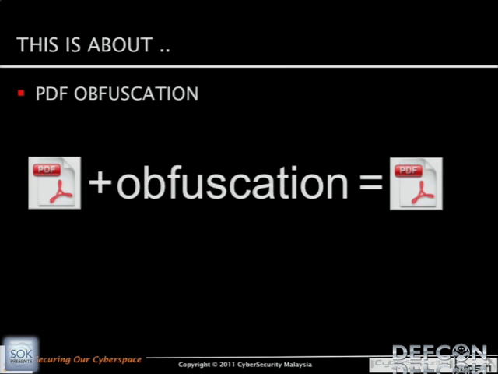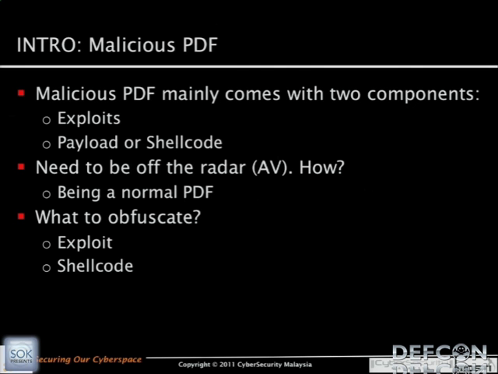There are many reasons why you want to obfuscate it. A malicious PDF mainly comes with two components. The first one is the exploit, and the second one is the payload itself, or shellcode rather. The main reason, like I mentioned, is to stay off the radar. How? Obviously, you need to look like a normal PDF. You cannot look malformed, because if you do, you raise a red flag for any security product doing detection.